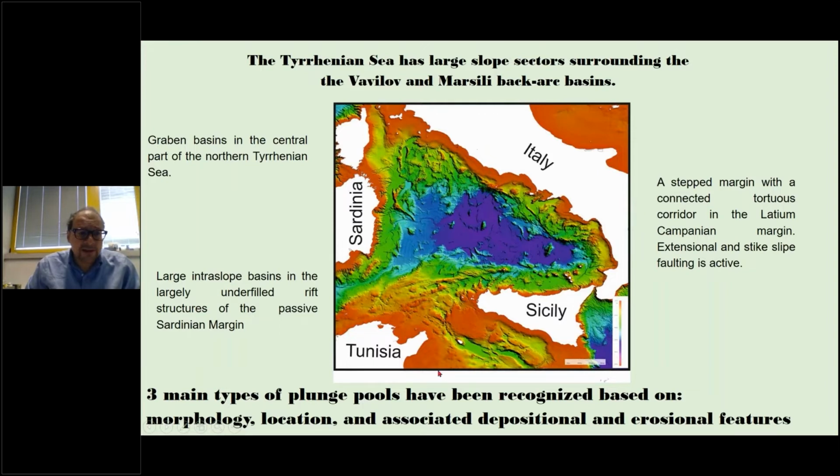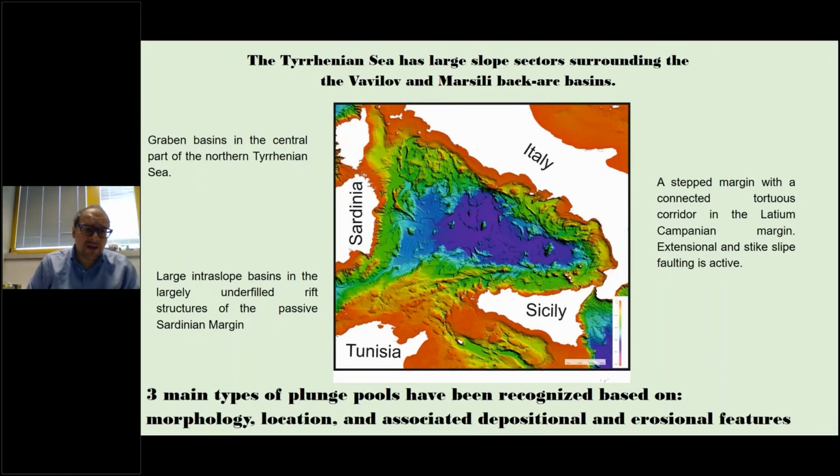fault-controlled escarpment. In the Tyrrhenian Sea, we have recognized 3 main types of plunge pools on the basis of their morphology, their location, and their associated depositional and erosional feature. In the following, I will describe these 3 types of plunge pool, and I will try to suggest some processes that can give rise to their origin and what they imply for the surrounding deep sea environment.